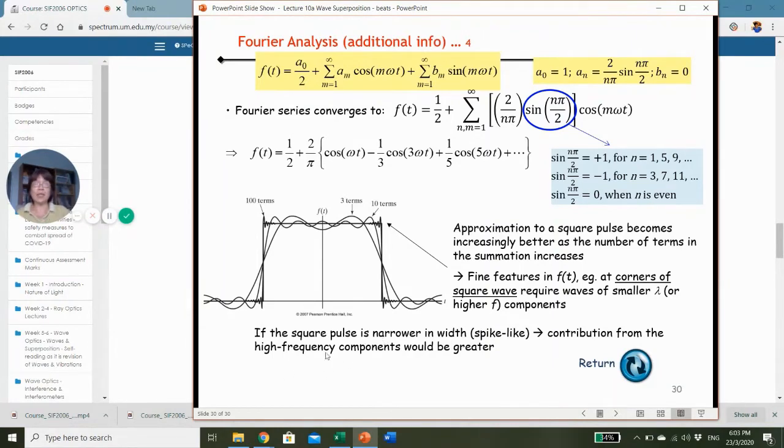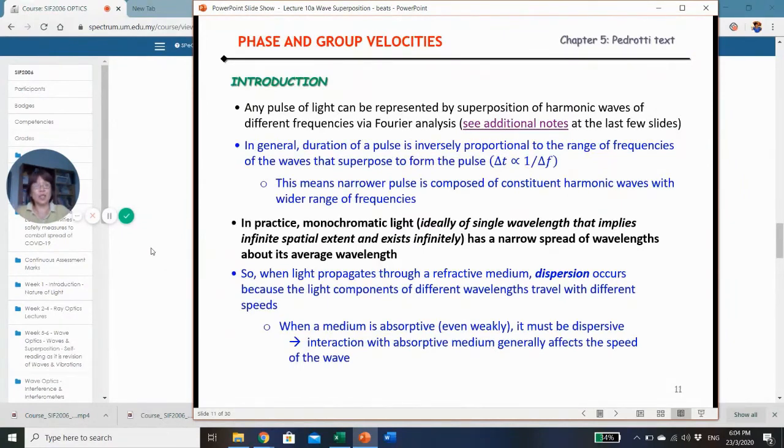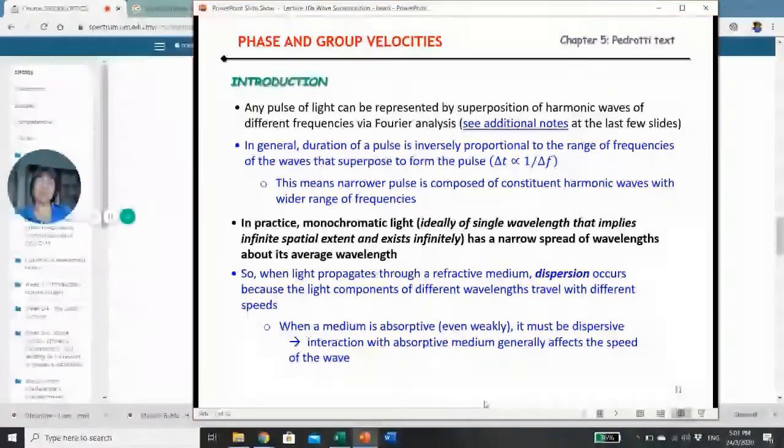So if the square pulse is narrower in width, like a spike, the contribution from high frequency components would be greater. Let's go back to the original slide. We've done some discussion on representing any shapes using Fourier series representation. What we learned was when a pulse is very narrow, then you will need to represent it using a composition of harmonic waves with a larger range of frequencies.